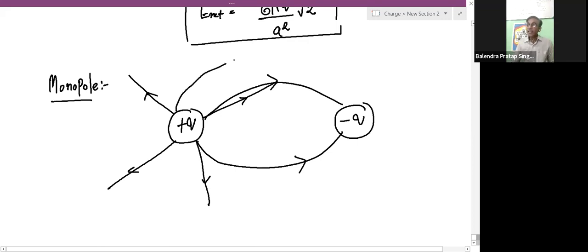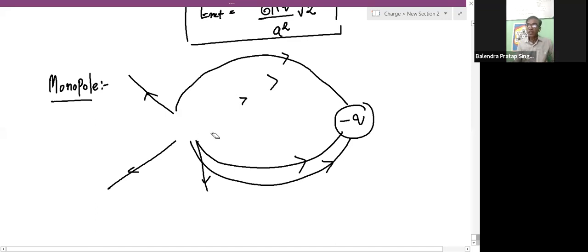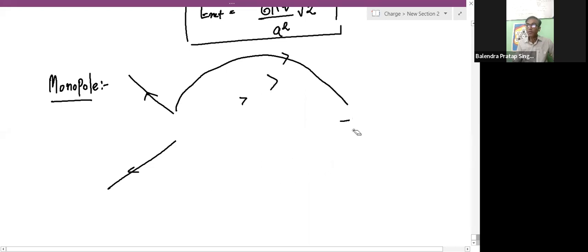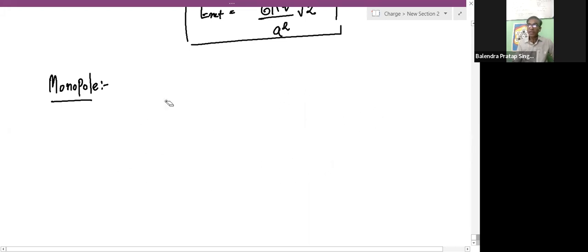In that case, it will be a dipole. Okay. So monopole means only one charge, and dipole means if I consider two equal and opposite charges, then they will behave as an electric dipole.